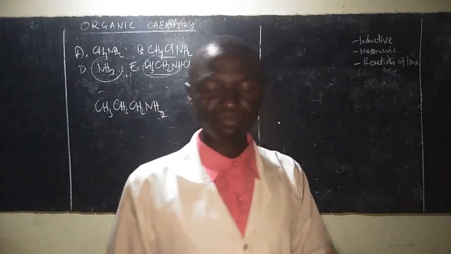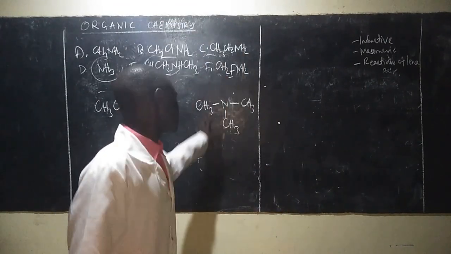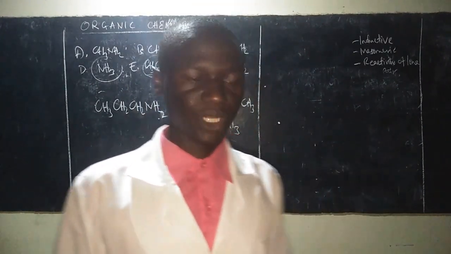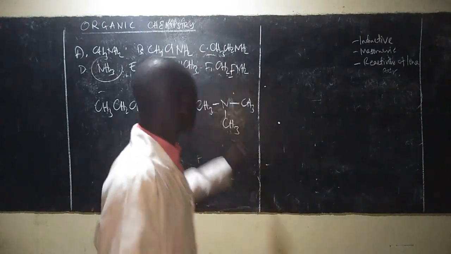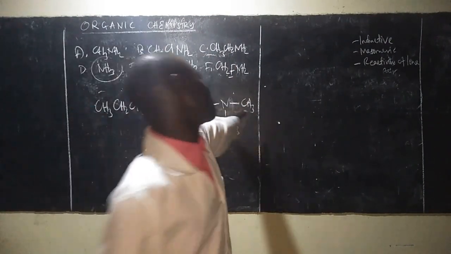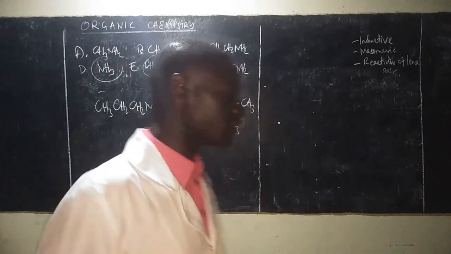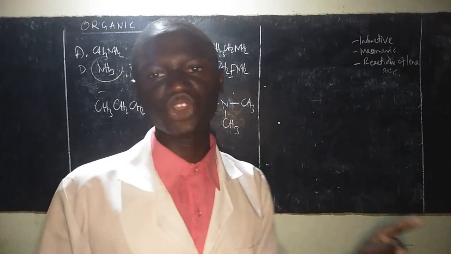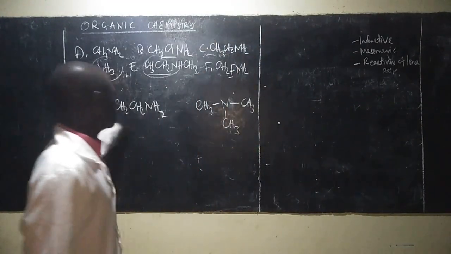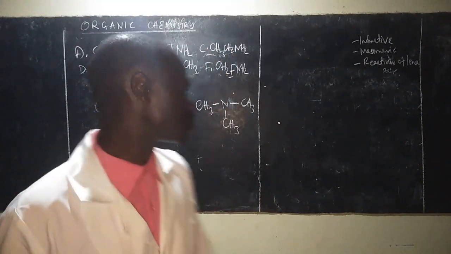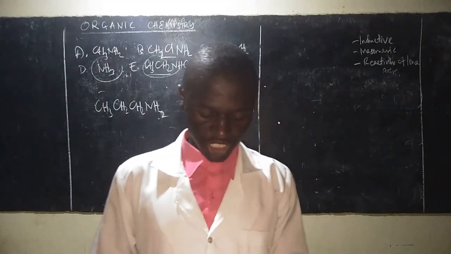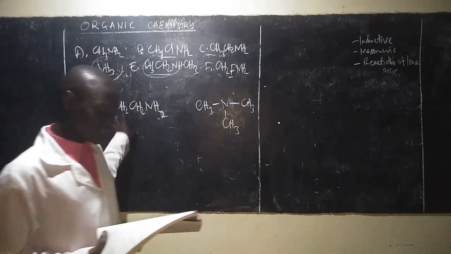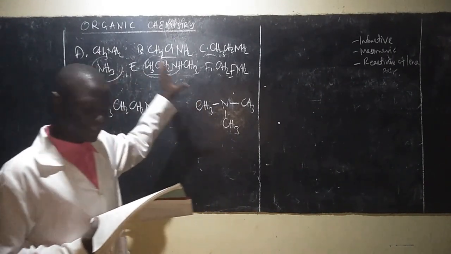The one which will be the strongest base is this one compared to this one. Why? It's because of the extent of donation of electrons. This one has three methyl groups joined or connected directly to nitrogen. And because they are connected directly, that means they donate electrons directly to nitrogen, making the lone pair of nitrogen more reactive as compared to this one. Because this one has three carbons, but of the three carbons, only one carbon is joined to nitrogen. So the extent of donation of electrons to nitrogen will be lower as compared to this compound. So this compound is called propylamine, and this one is trimethylamine.